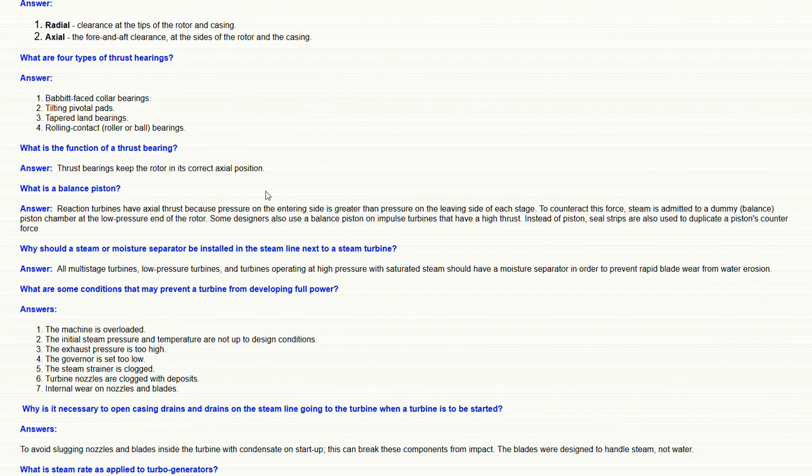Next one is: why should a steam or moisture separator be installed in the steam line next to the steam turbine? Basically, we are very conscious about wet steam. We are not allowed to let it enter the turbine section, because it will hit the blades and cause erosion, and wet steam can cause corrosion and erosion. So we have to remove any wet steam or water in the steam. We have to provide fully dry, superheated steam to the turbine.